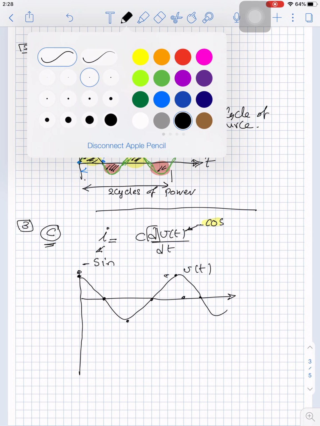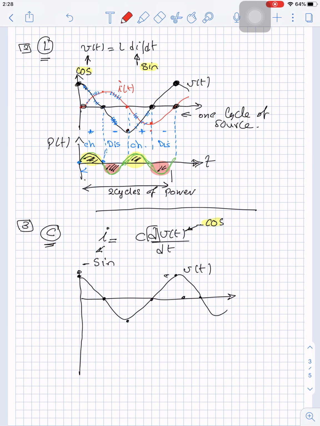If I need to sketch I of t, it will be sine, so it will start here as 0. But it's a negative sign, so it will be a negative peak here instead of a positive peak, and then it will go to 0, then to a positive peak, then to 0. And this will be your current, I of t.